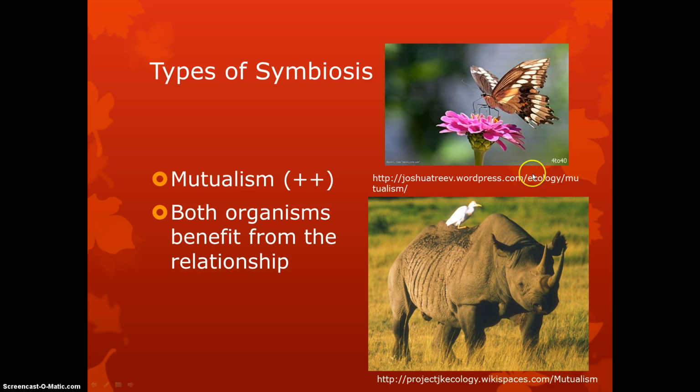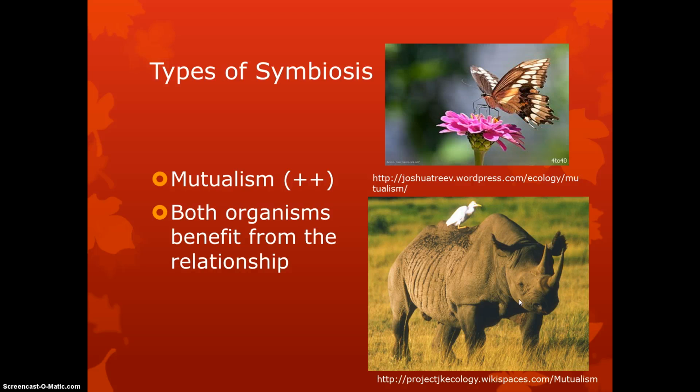And in our picture here, we have a flower and a butterfly. The flower in this relationship is able to spread its pollen to other members of the same species, so it's pollinated, and the butterfly is able to get food. So both of them benefit from that relationship. And down here I have the African black rhino, which is able to provide transportation and protection for this little bird on its back. And it's also providing food. That bird is eating all of those parasites off the back of the black rhino.